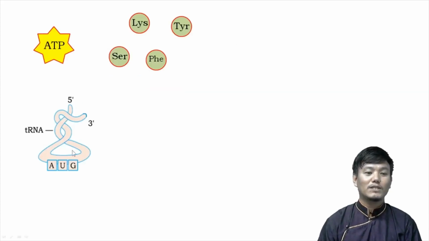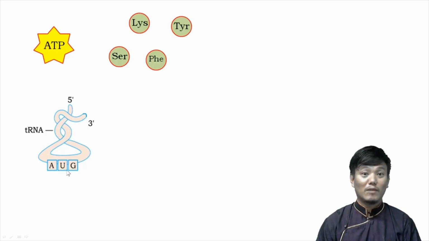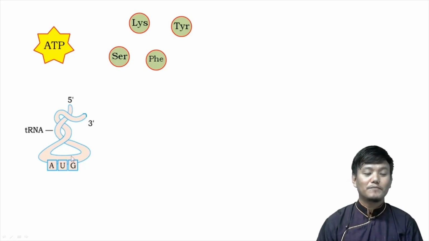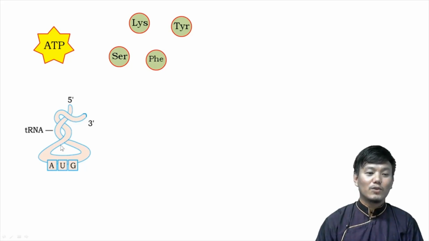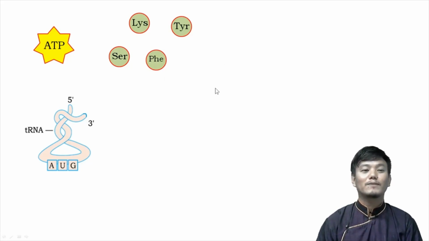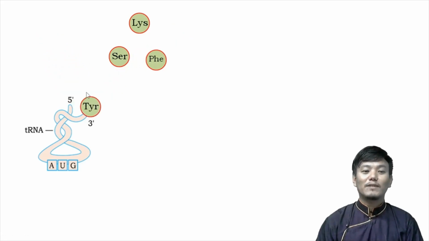So let's say we have a tRNA whose anticodon, now remember the anticodon, okay? We have a tRNA over here with the anticodon AUG. This tRNA knows that it has to bind with a particular amino acid, but that amino acid is not charged yet. The tRNA with anticodon AUG is the cognate tRNA of the amino acid tyrosine.